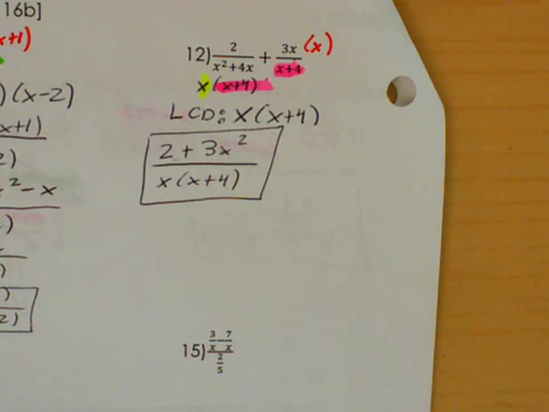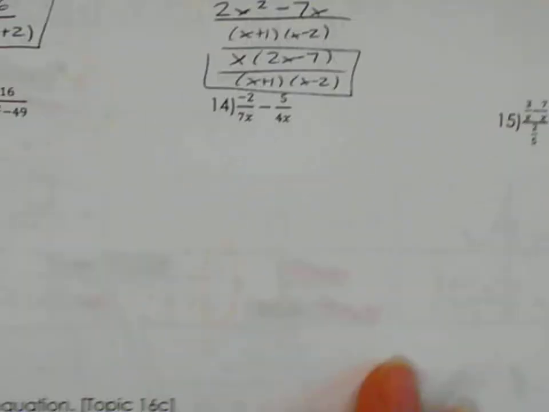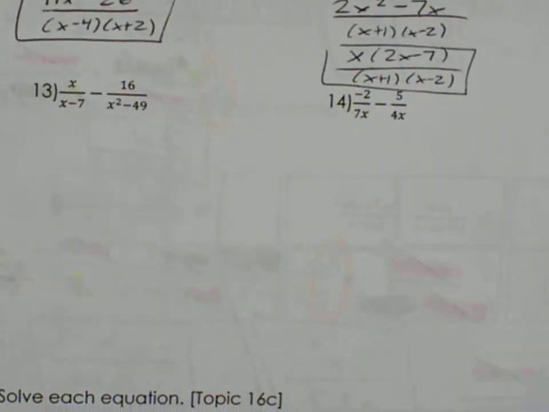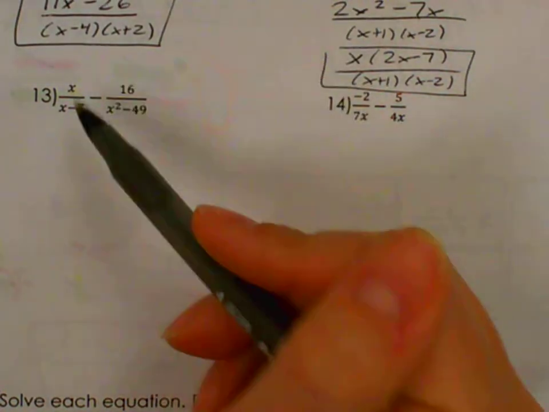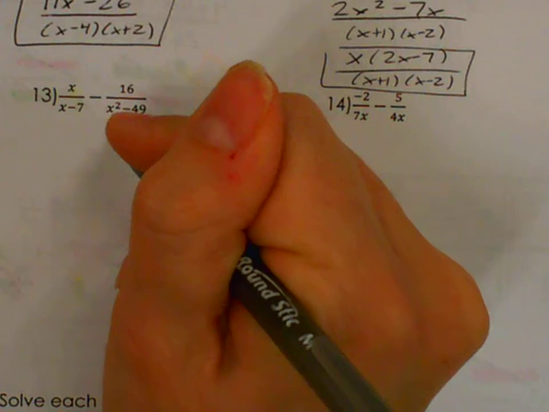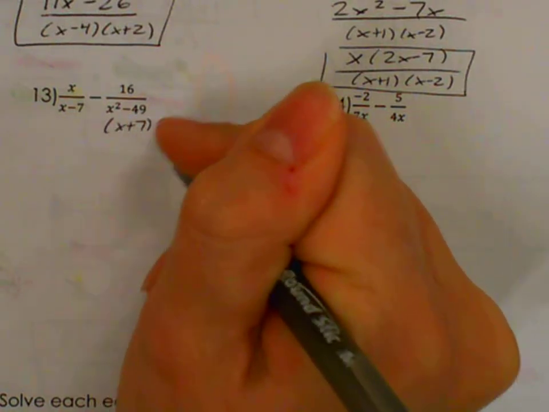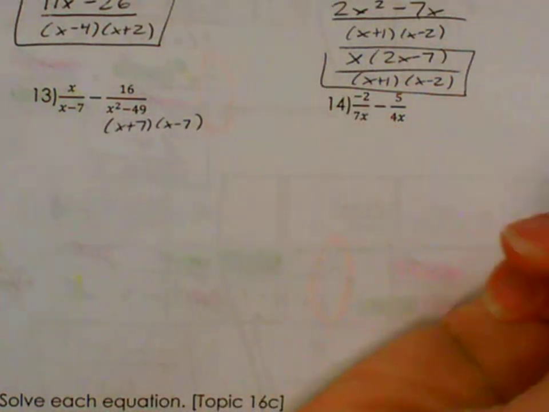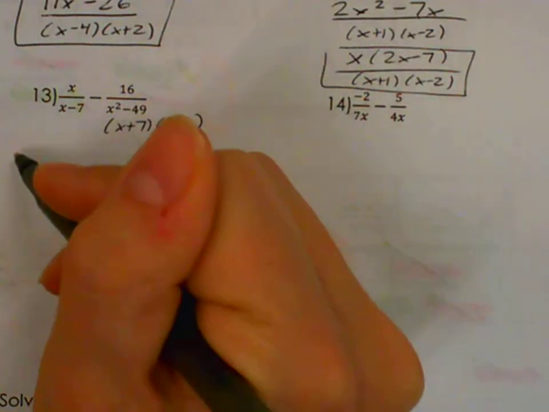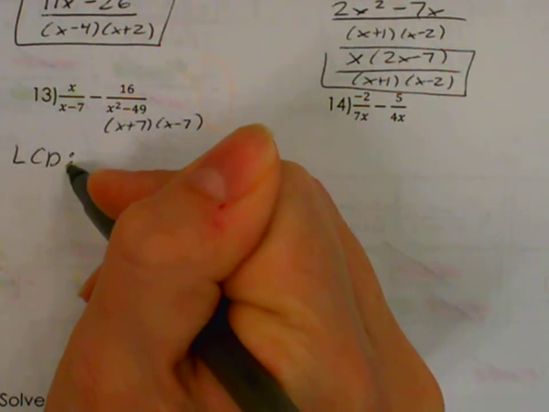Okay, let's move on to the next one. Number 13. So again, before I look for my least common denominator, I look to see if I can factor the denominators. This first one can't be factored, but this one can. This is x plus 7, x minus 7. This is a difference of squares. So now I'm looking for my least common denominator.